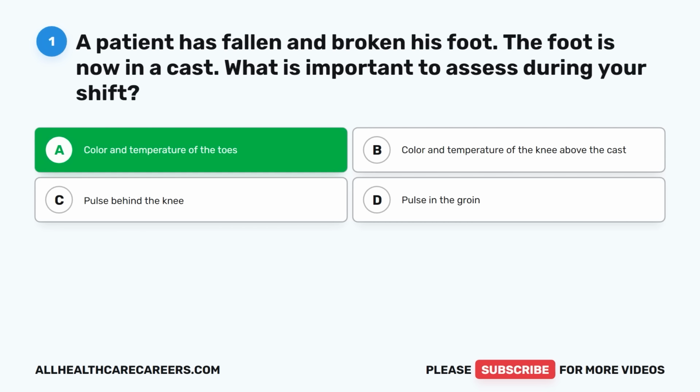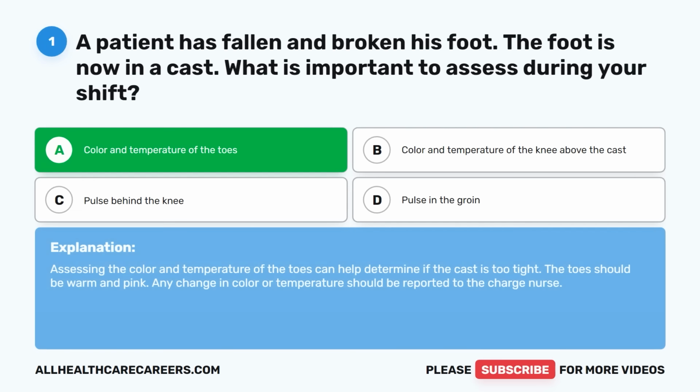The correct answer is A. Color and temperature of the toes. Assessing the color and temperature of the toes can help determine if the cast is too tight. The toes should be warm and pink. Any change in color or temperature should be reported to the charge nurse.